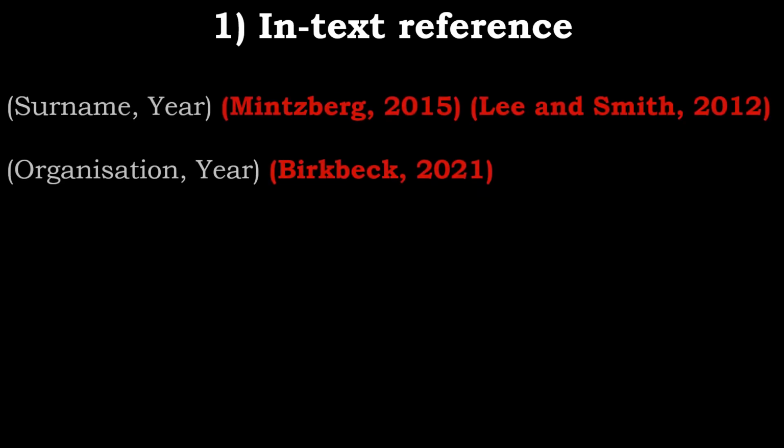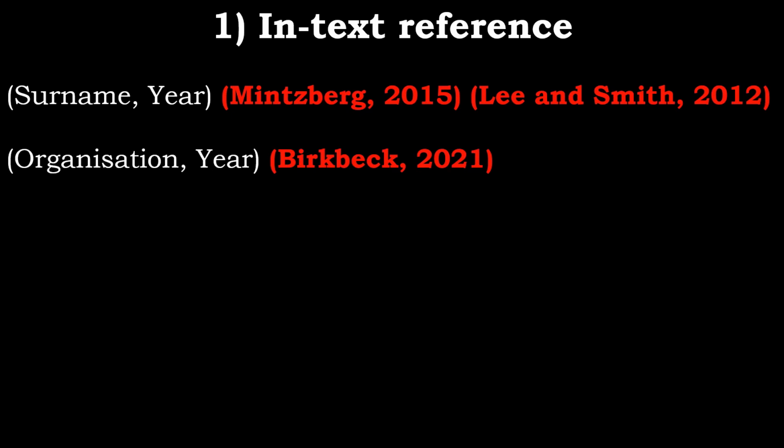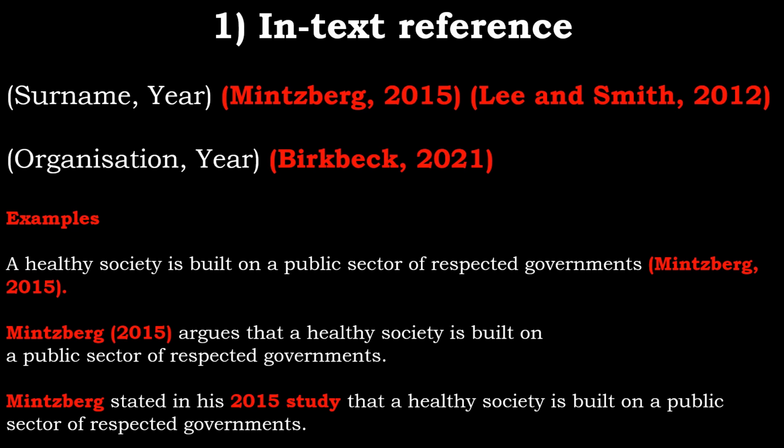Number one, in-text reference. This type of referencing is used in the introduction, the main body, and the conclusion of your assignment. This type of referencing consists of the author's surname and the year their work was published. Mintzberg, 2015, Lee and Smith, 2012. Also, if you are referencing an organization, you put the organization and the year, Birkbeck, 2021. Here are some examples.